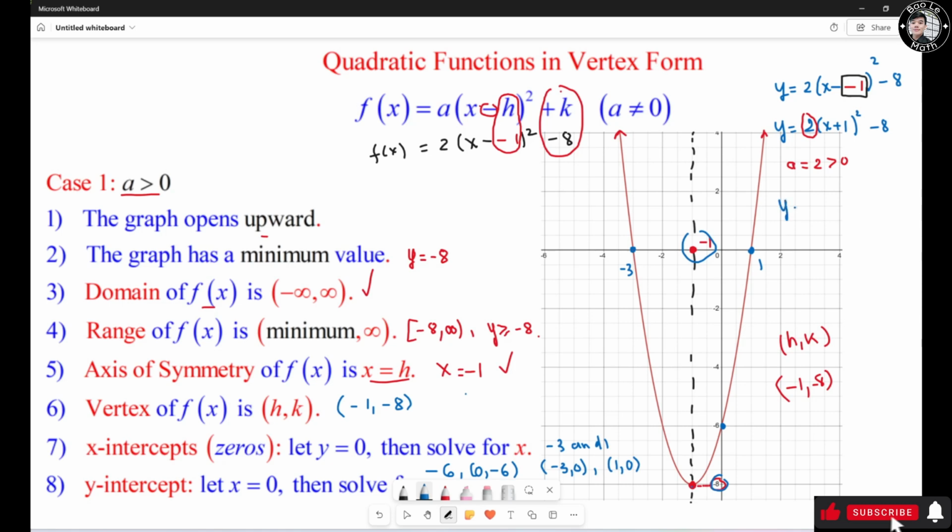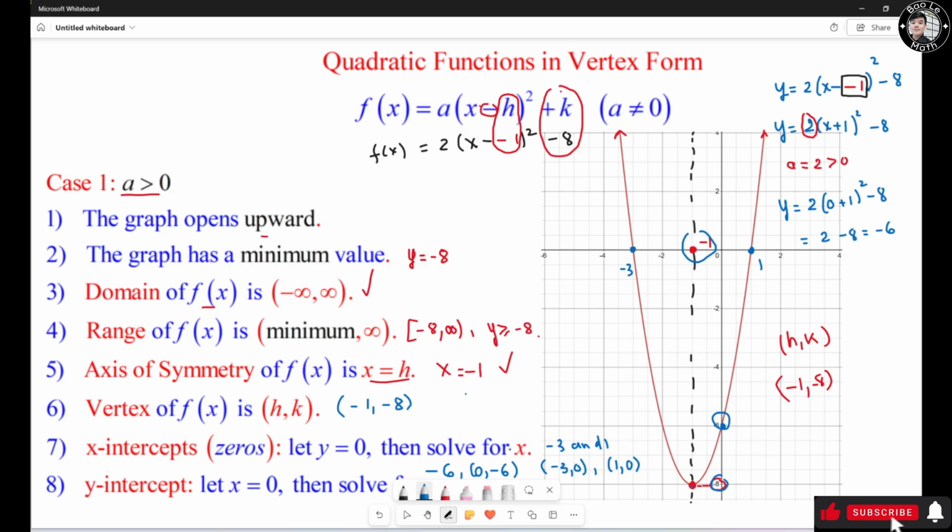So I have y equals 2 times (0 plus 1) squared minus 8. So it's going to be 2 minus 8, so it's going to be -6. So that's exactly it right here. Alright.